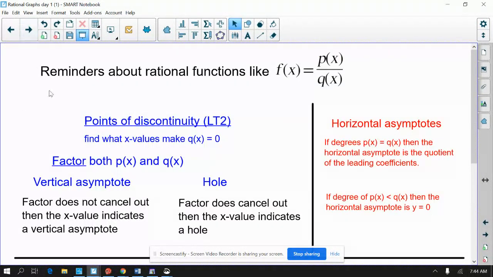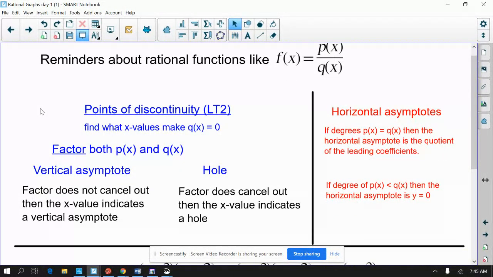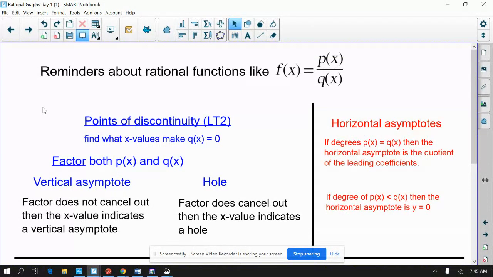In the example, just some reminders about these asymptotes. Learning target 2 was about points of discontinuity. Remember, any point of discontinuity is an x value that makes you divide by 0. I'm not talking about piecewise functions. Piecewise functions are kind of like their own animal. You can have jumps in piecewise functions, but we're not talking about piecewise functions here. Just one single rational function.